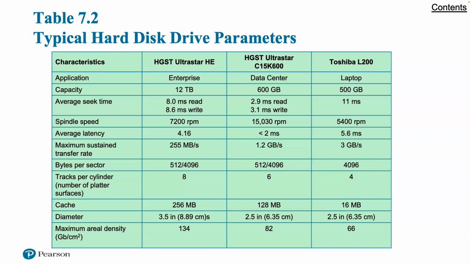For the block size or bytes per physical sector, the two HGST disks can be configured for 512 or 4096 bytes. We already talked about that. There's two ways you can put data onto the disk. And the laptop disk is offered only for 4096. As discussed previously, the large block size is more efficient in space and more effective in error correction.